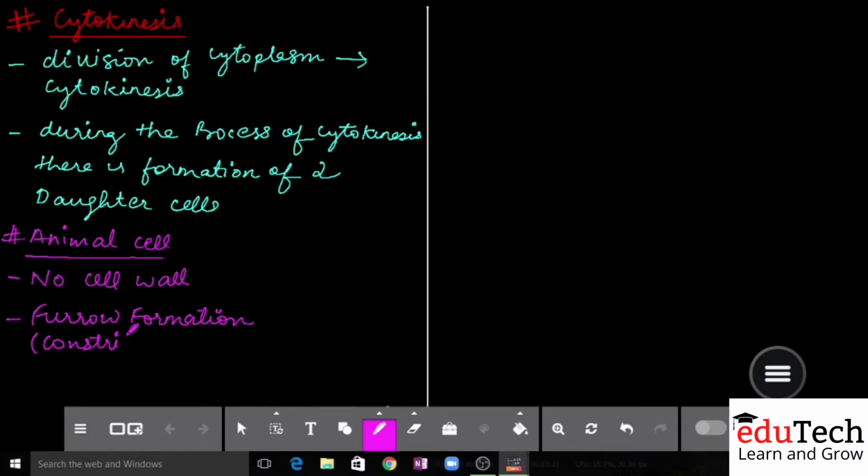Now constriction is like a depression. Yes, it is like a depression, and slowly and steadily this depression will widen. That is, the constriction which is under formation will slowly deepen, and then there is formation of two different cells. The process is simple in animal cells because there is no cell wall. Okay, let's understand with the help of the diagram.